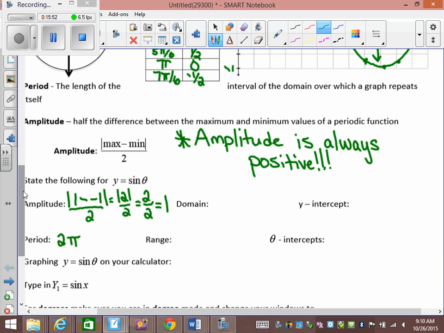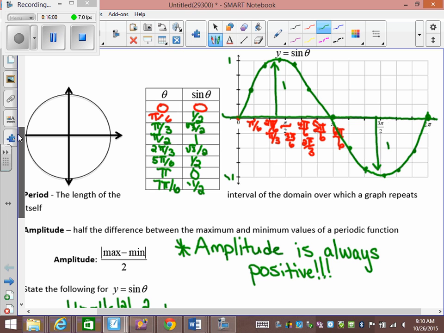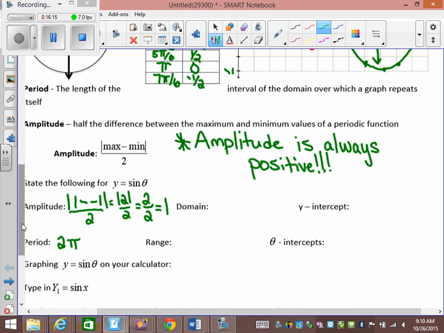The domain of a non-restricted sine graph. This is literally a graph that's restricted between 0 and 2 pi, only because that's the only part I gave you, right? But does it keep going this way? It can, yeah. Can you keep going to the right as well? Yeah, forever and ever and ever. So domains of a sine graph, unless it is restricted, which if they restricted it, they're not going to ask for the domain.